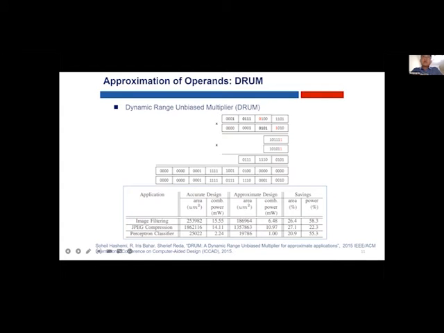So here we show an example. For this A cross B, we find the leading one first, and then we have 6 bits for these operands, and then we can perform this multiplication. It can save power in different applications like image filtering or JPEG compression, where we can achieve a significant power saving.